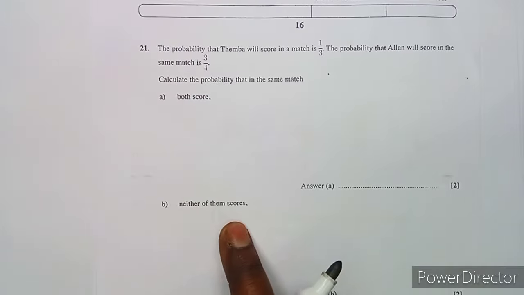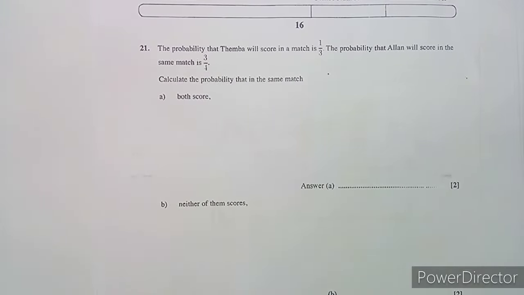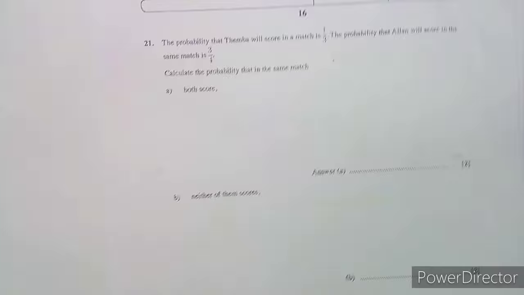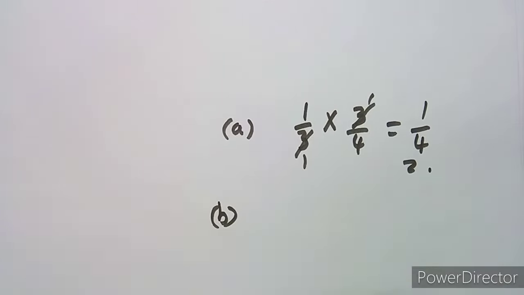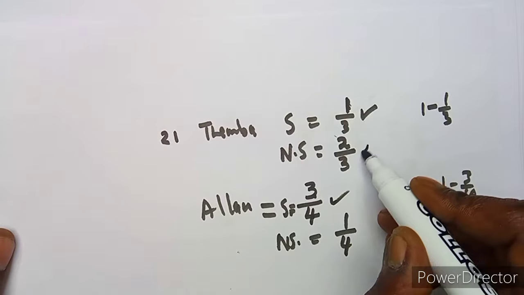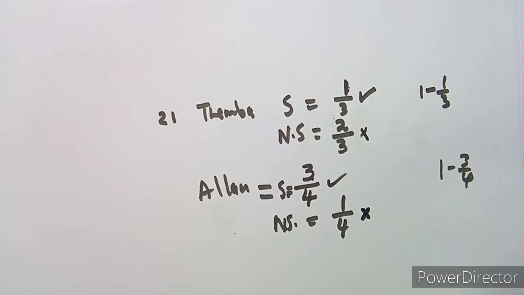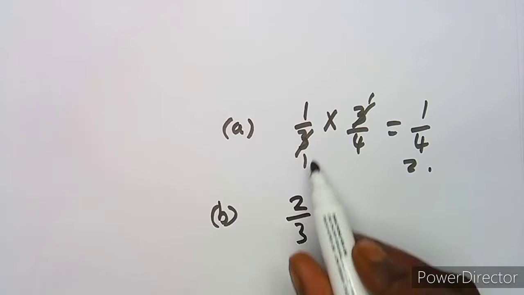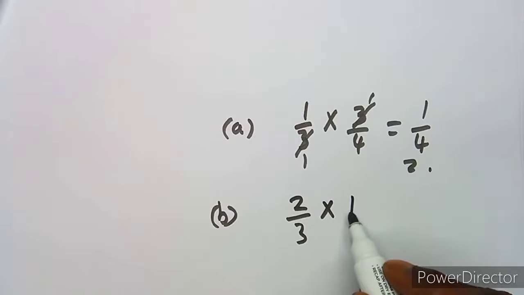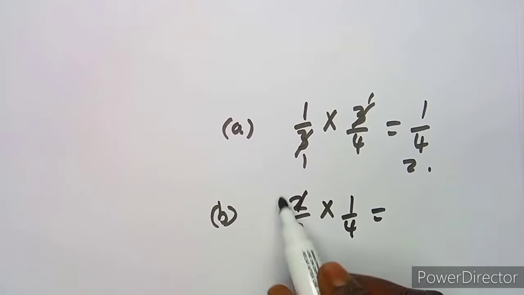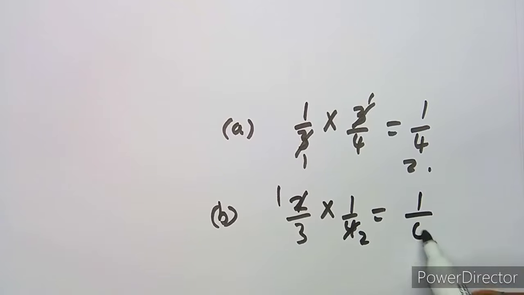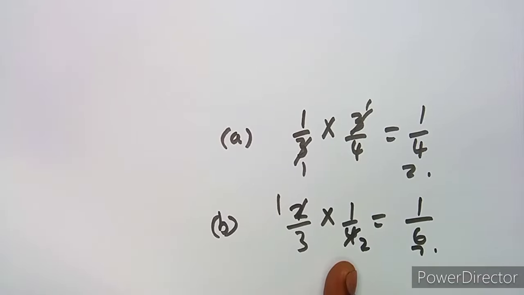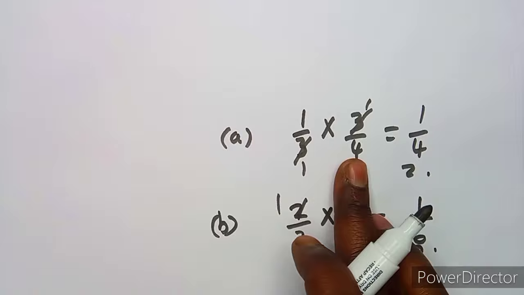Now they're saying neither of them scores, which means no one is going to score. So we are talking about the condition of Temba not scoring and also Alan not scoring. So that is going to be 2 over 3 of not scoring for this one, and this one is going to be 1 over 4. So what are we going to have? You can reduce by 2, which gives 1 over 6. So that is what you're going to have. No one scored on this condition here, whereas in the previous one, all of them scored.